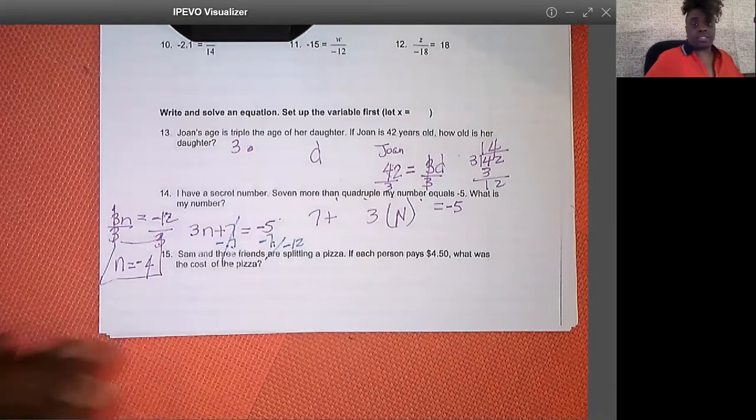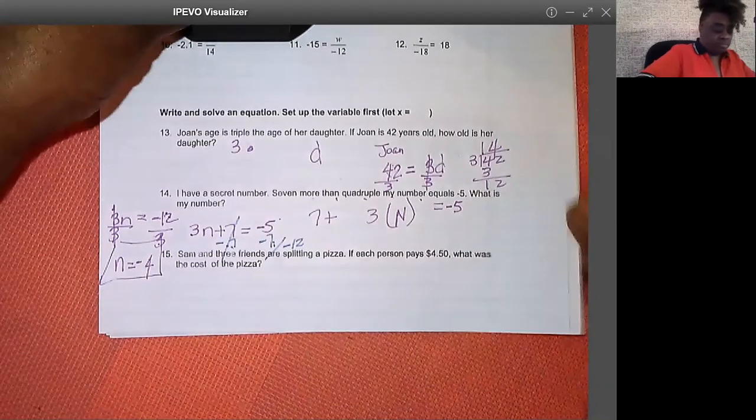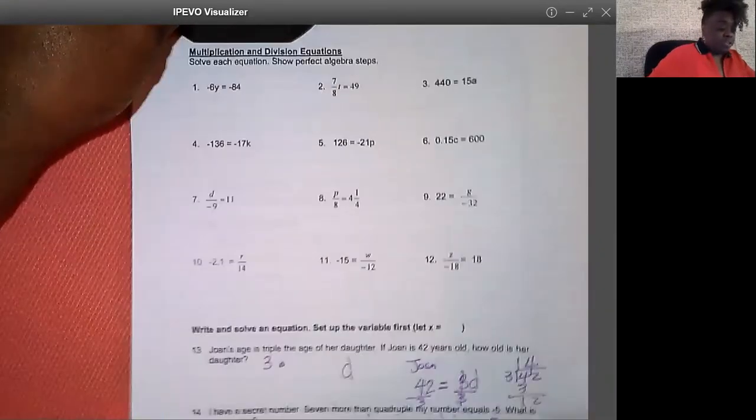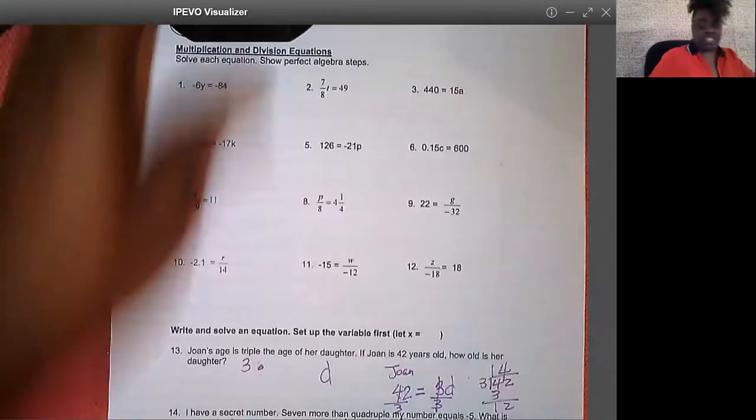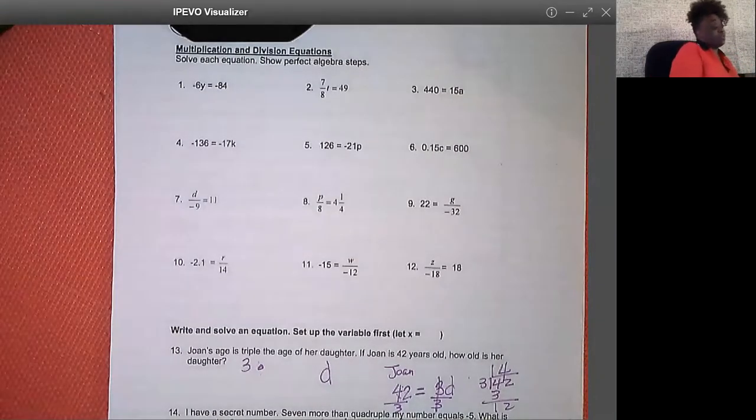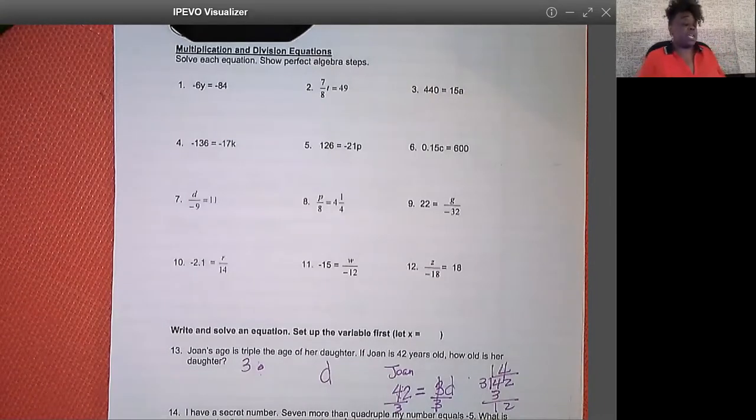Okay, so just to summarize what we went over today, we went over the multiplication and division of equations. We did the inverse operation of multiplication and division. So if you see multiplication, you divide. And if you see division, then you multiply.